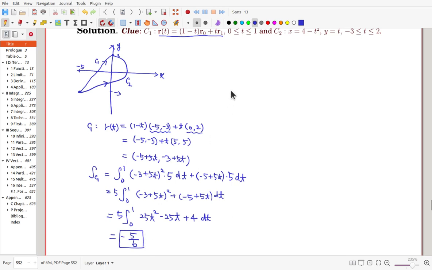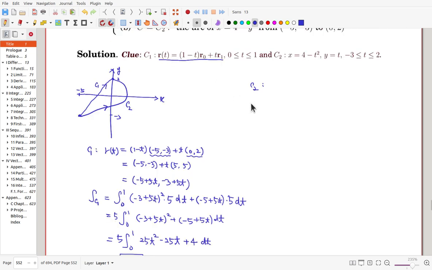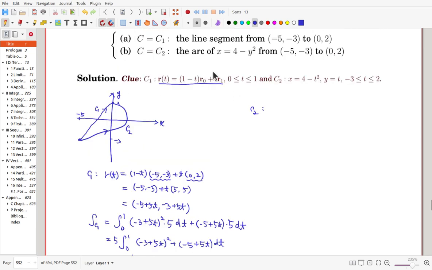How about now C2? For C2, this parabola, the equation is given in this way: x is 4 minus y squared. So if we choose y equal to t, then x must be 4 minus t squared.